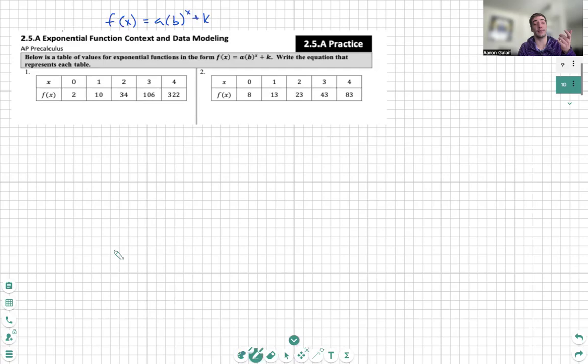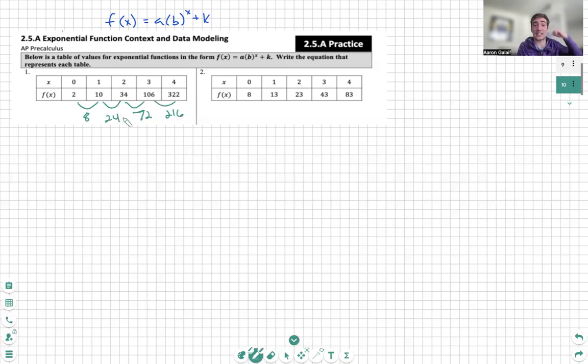In order to find b, we are going to find the differences between each of these. So let's go through this. 10 minus 2 is 8. 34 minus 10 is 24. 106 minus 34 is 72. 322 minus 106 is equal to 216.